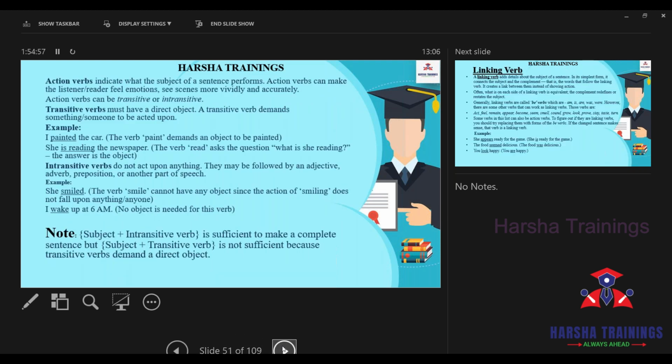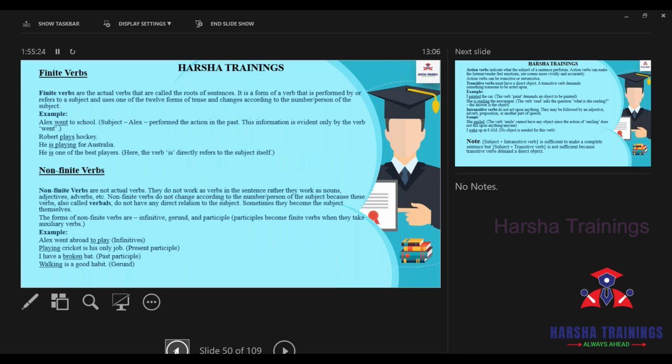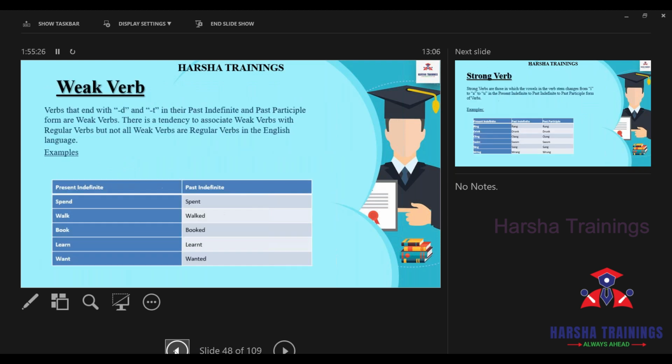Now, we know what action verbs are, right? Which have specific action in them. Transitive verbs we have discussed. Now, take a note of this, please. Subject plus an intransitive verb is sufficient to make a complete sentence. Any subject plus an intransitive verb. We know what intransitive verbs are, right? What are intransitive verbs?